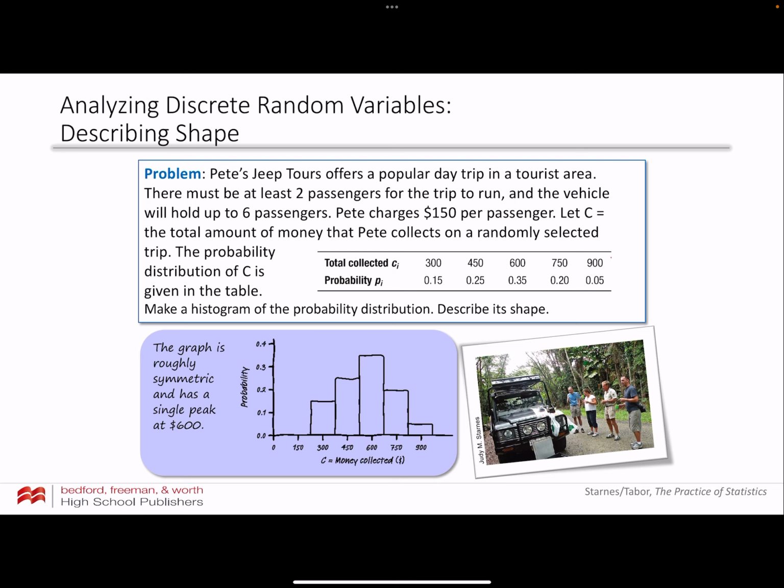So he doesn't want to just average these 5 numbers. He doesn't want to just add them up and divide by 5, okay? Because we know that he's more likely to get a $600 trip. So this $600 should weigh more than the $900 trip and the other ones, right?